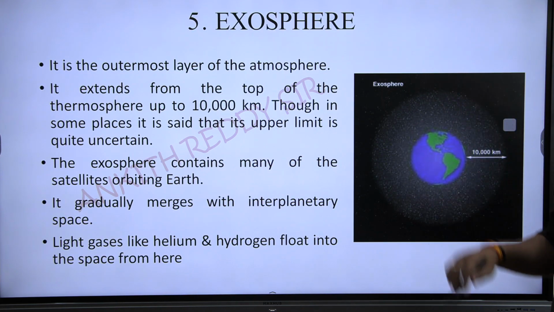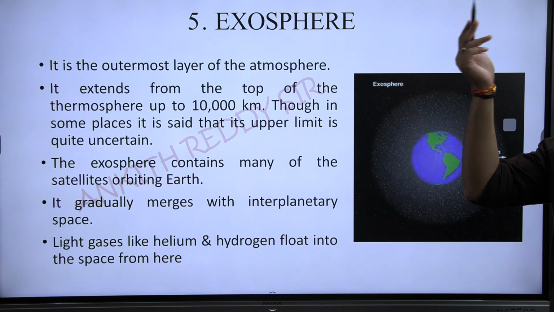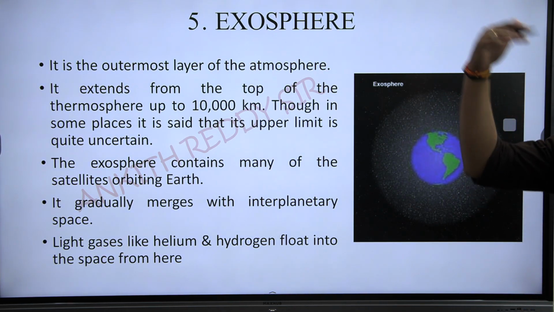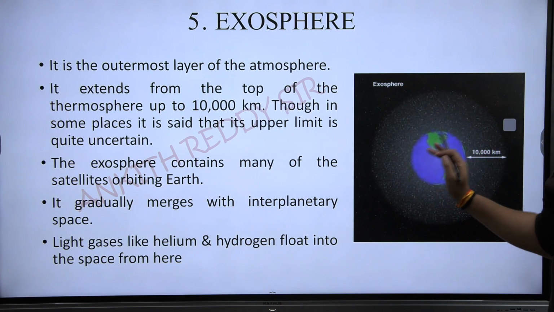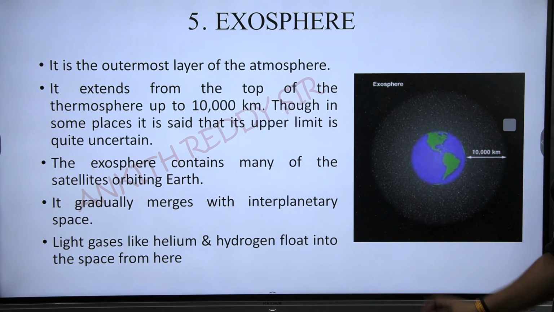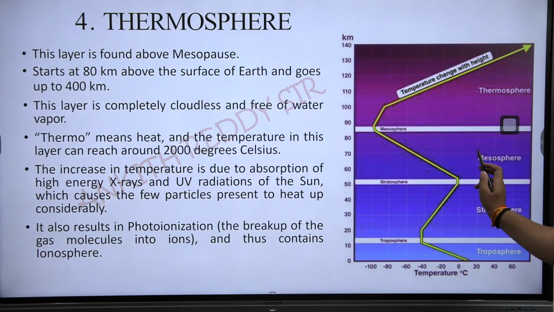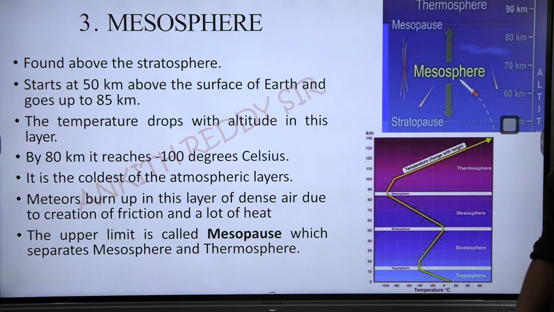Above the thermosphere we have the exosphere, which is beyond 400 kilometers, and we do not have enough knowledge about it. It actually meets with space, and it is dominated by hydrogen and helium. Clear? So this is about the structure of the atmosphere.